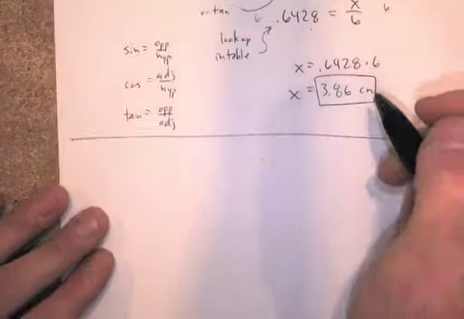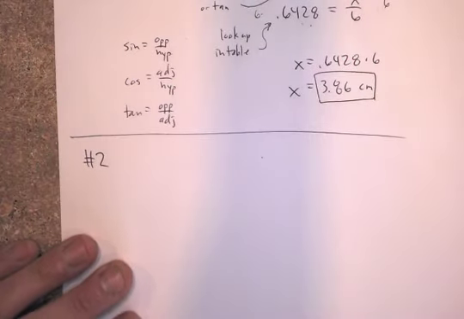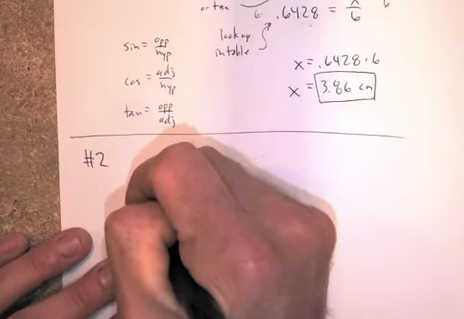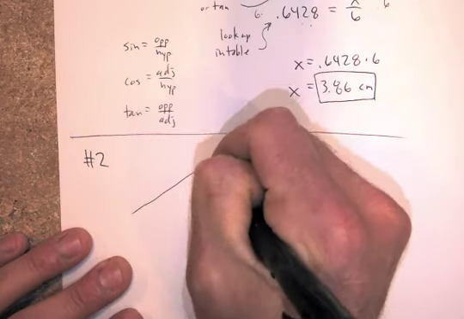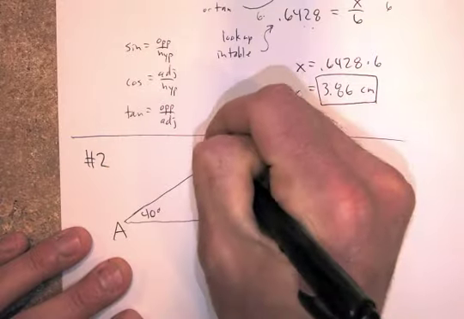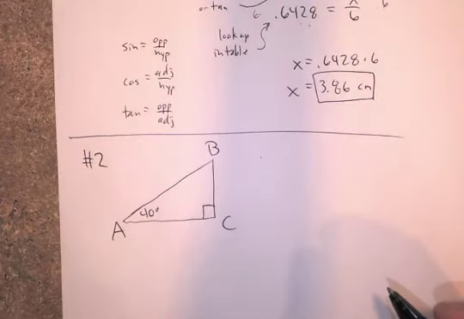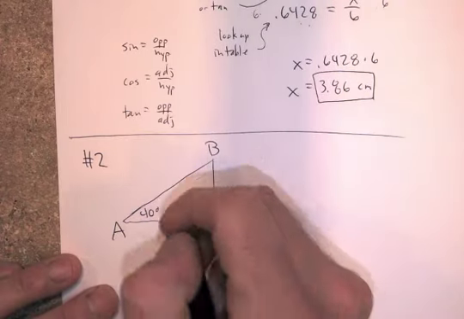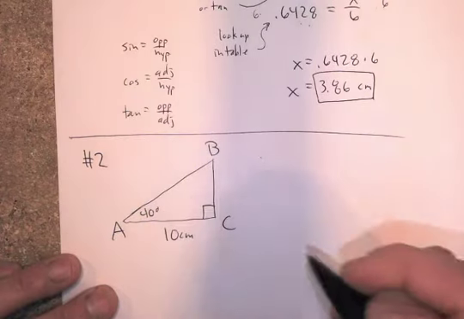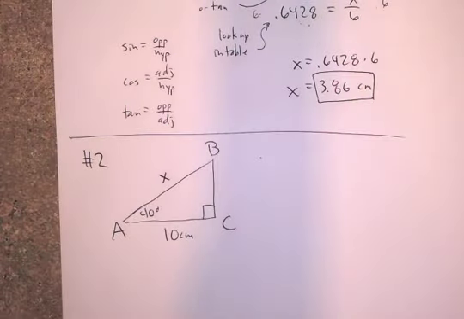Alright, let's do another example. It'll be kind of similar. It'll say angle A is 40 again, A and B are the acute angles, C is the right angle. A is 40, AC is 10, and find the length of AB. So I'll put an X there. There's always one side they give you and one side you're trying to find.